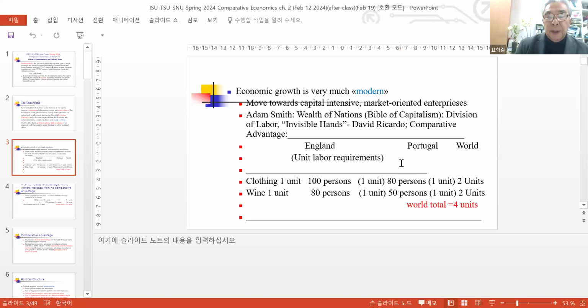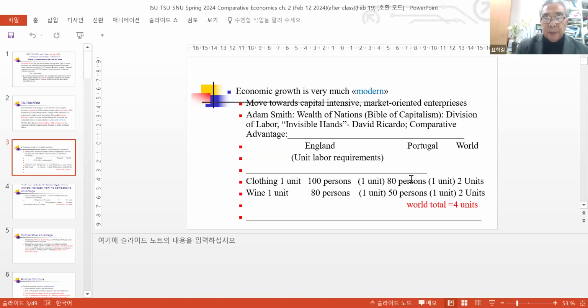Okay. So suppose the new numerical example is given. England and Portugal. The world consists of two nations. So England plus Portugal together makes the world. Suppose there are two industries, only two commodities, clothing and wine. And in England, it takes 100 persons to produce 1 unit of clothing. In Portugal, only 80 persons are required.